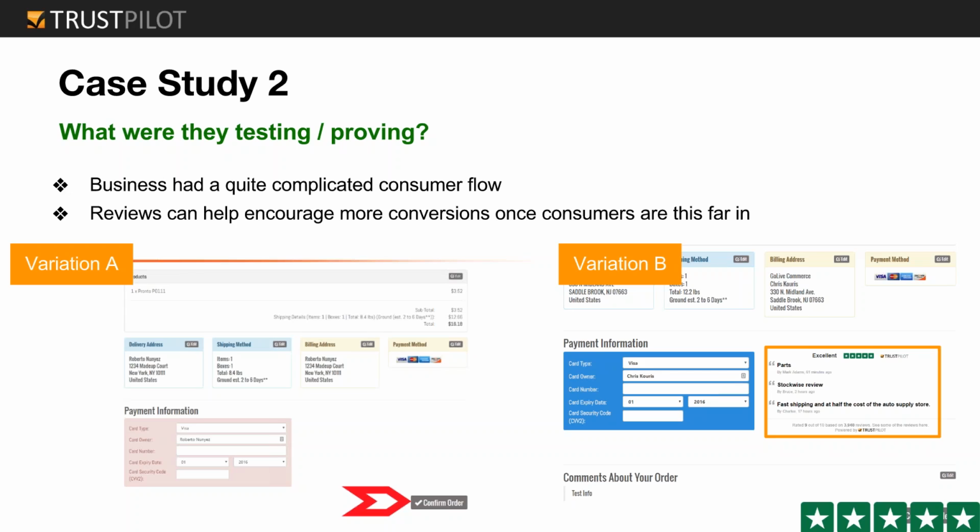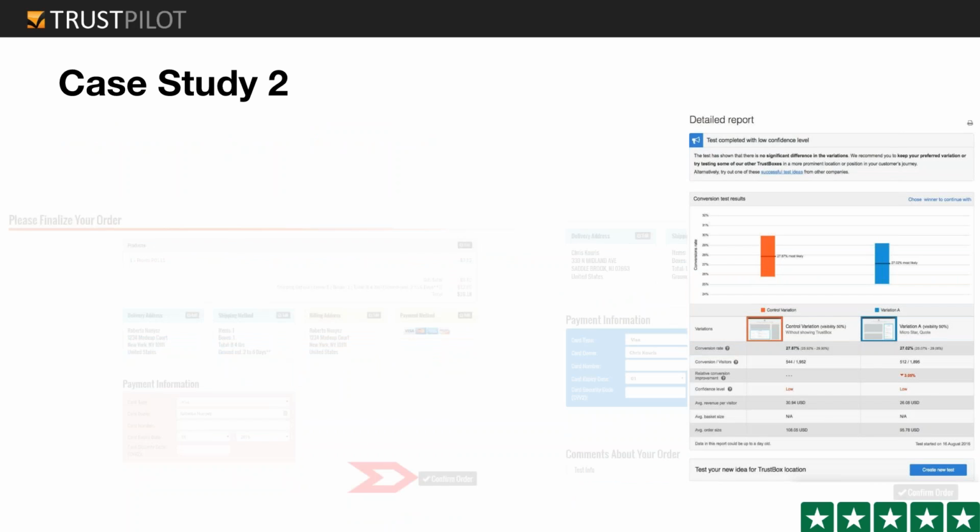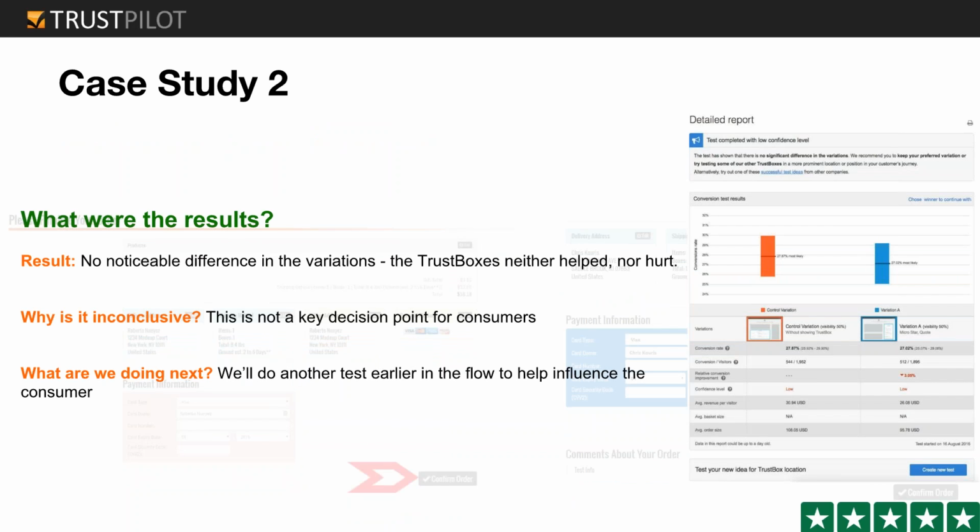So what you can see on screen here is variation A versus variation B. You can see all the same information exists. The addition was the trust box next to the payment information pane. The results from this one were quite interesting in that there was no noticeable difference between the two variations. So having a trust box in place at that point on the buying journey neither helped nor hurt the consumers in terms of the conversion rates. So it's deemed an inconclusive test.